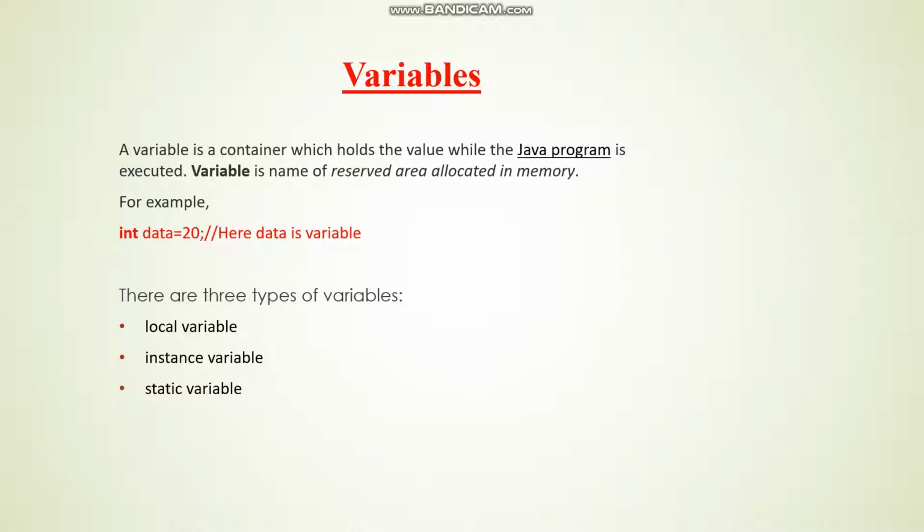Now for example, let's see int data equals 20. Here data is a variable, an integer type which is holding the value of 20. Now data is a variable here.